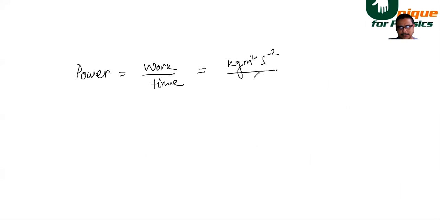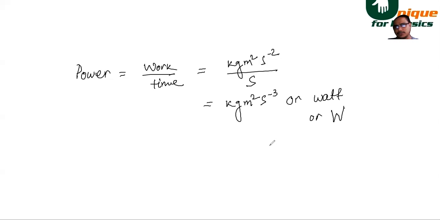Similarly, we can write power. Power is the ability of work done, or we said the work divided by time, or you can write energy upon time. So this gives you work, kg meter square and s minus 2, divided by second. So we can write this as kg meter square and then s minus 2 and minus 1, that gives you s minus 3. There is a dedicated unit for power, which is normally written as watt, or in short W. So that's the SI unit for power.